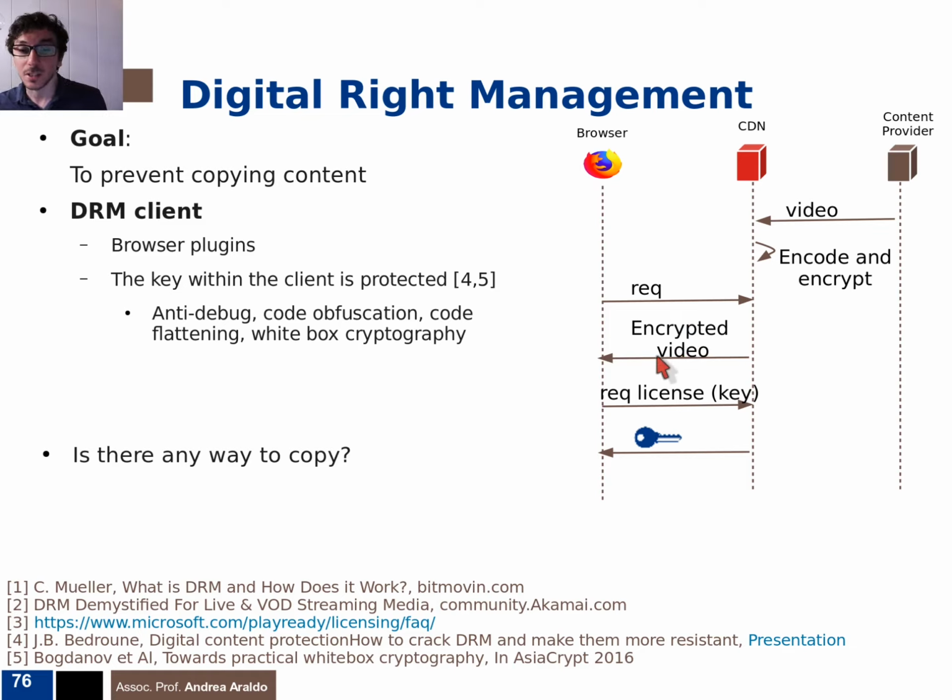In fact, when the plugin of your browser wants to start reproducing a protected video, first it just receives encrypted video. To decrypt it, it needs a key, so it requests this key, called license, from the CDN. The CDN provides this decryption key. So now the plugin is able to decrypt the video and reproduce it. But pay attention that this key is obfuscated. It is somewhere in the plugin, but it's difficult to take it.